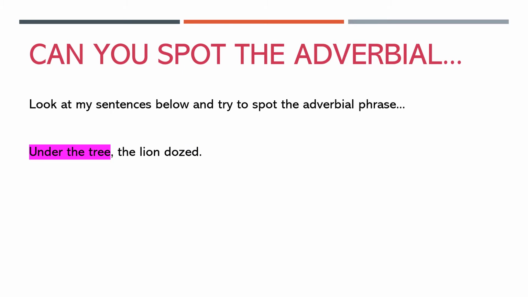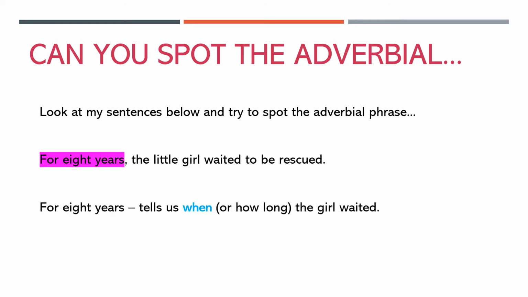Under the tree, the lion dozed. So wait a minute, where did the lion doze? Oh, under the tree. So this tells us where the lion was sleeping. For 8 years, the little girl waited to be rescued. When did the little girl wait to be rescued? Oh, for 8 years. This just tells us when or how long the girl waited. It's an adverbial of time.